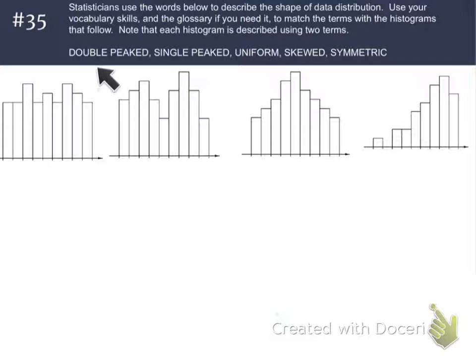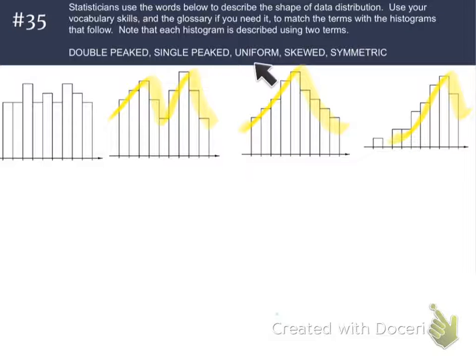So first, I guess we should probably go over what the words mean. So double-peaked is data distribution that looks like it has two hills or two peaks in it. If you're looking at any of these histograms below, logically, there's going to be one that looks like it has a double-peaked. That would be one that would be double-peaked. Single-peaked, pretty straightforward. It's just a graph that looks like it has a single peak or a single mountain. So here is a single peak, and here is a single peak.